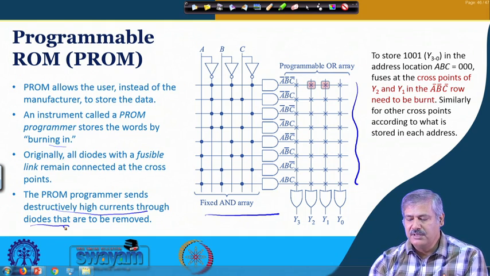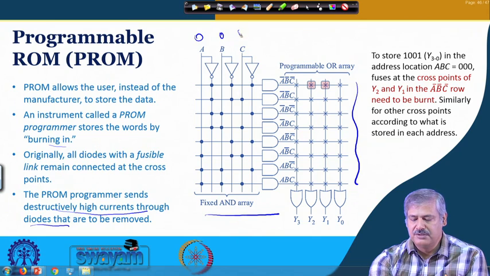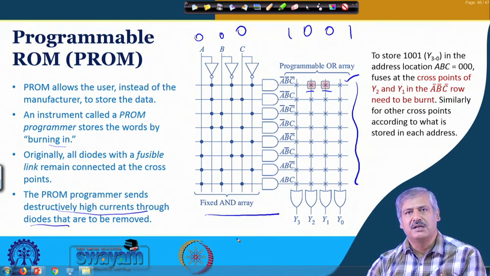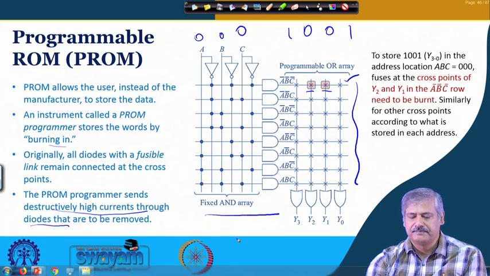So, for example, in the first location, when this is 0 0 0, if what you want to store in that corresponding location is 1001, then this decoder output will be accessed. Okay. So, at that time, for these two cross points that you want to store, the fuses will be burnt. Okay. And similarly, other points, depending on what you want to store, the corresponding points will be burnt. Okay. And then here you have the resistance connected to the ground, which effectively gives you an OR gate realization. Okay.